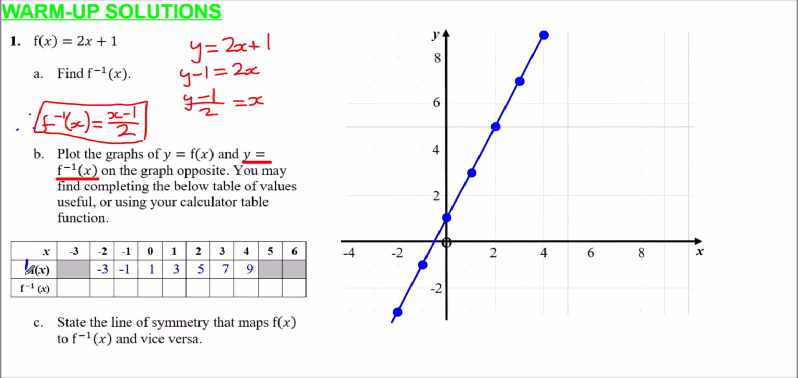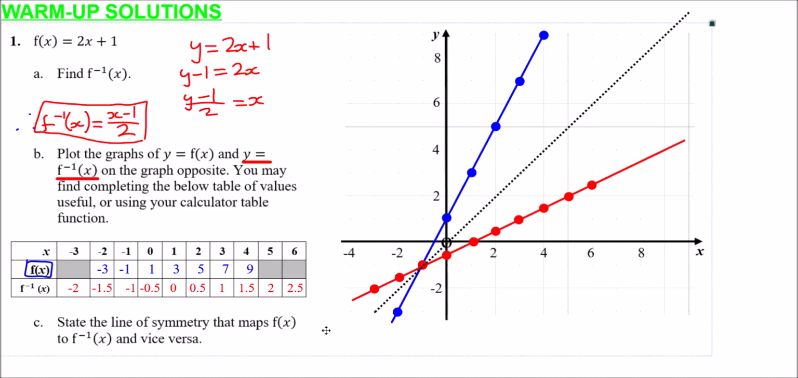And then if I show you the table of values for f minus 1 of x, the inverse function has this table of values. And this graph, when plotted, would look like this. So that's f minus 1 of x in red. Now, for part C, stating the line of symmetry that maps f of x to f minus 1 of x, hopefully you can see that exactly halfway between these lines, if you bisected this angle, it would be on the line y equals x. So the line of symmetry is this dotted line, y equals x.